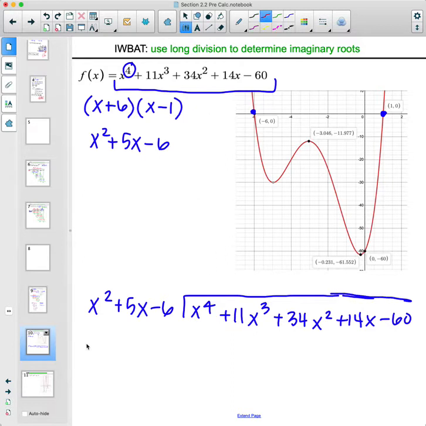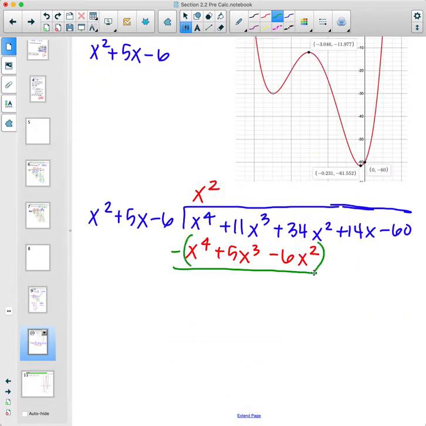So what times x squared gives us x to the fourth? That's x squared. Now you're just going to multiply this by all three of these terms. So you'll get x to the fourth, 5x cubed, negative 6x squared. Then you'll subtract them, and be careful that you subtract all of them. So then you end up with 0. 11x cubed minus 5x cubed is 6x cubed. 34x squared minus negative 6x squared is plus 40x squared. And then carry down this next term.